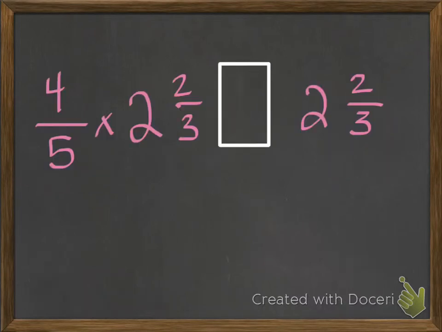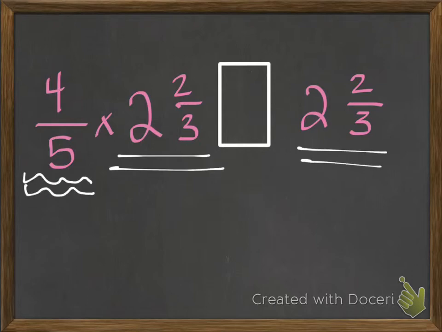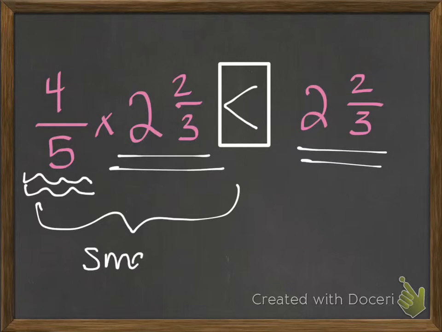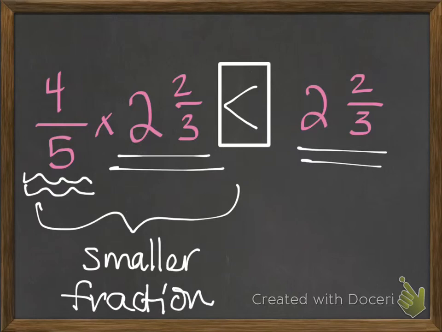4/5 times 2 2/3. So we start with 2 2/3 here. You can see that they're both the same there. We're going to multiply it times 4/5. That is a fraction. So our answer is going to be less than what we started with at the end, because this is going to get smaller because we are multiplying times a fraction. We're multiplying times 4/5. Okay?